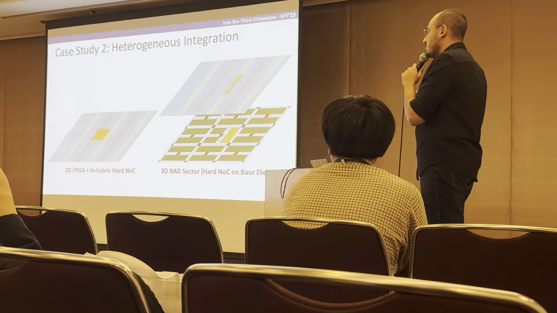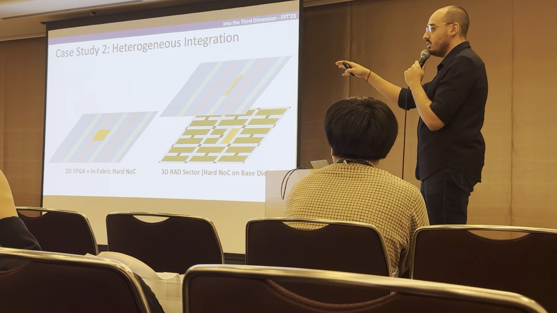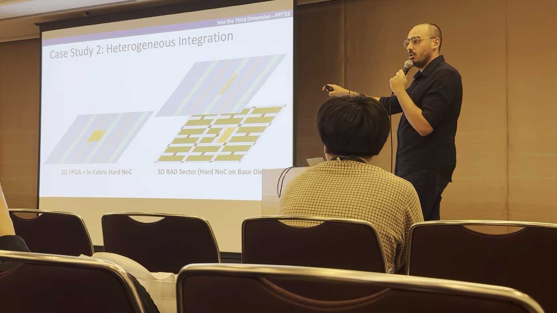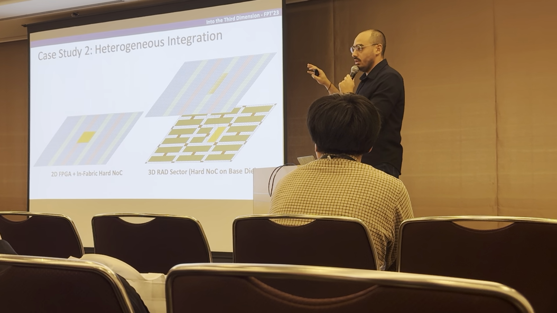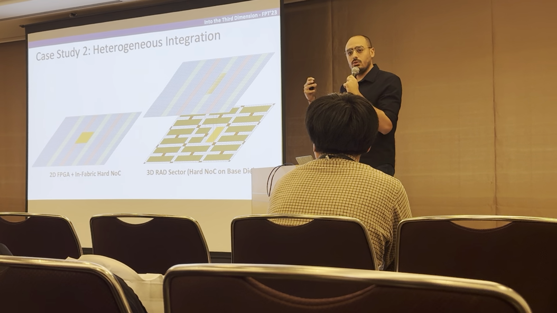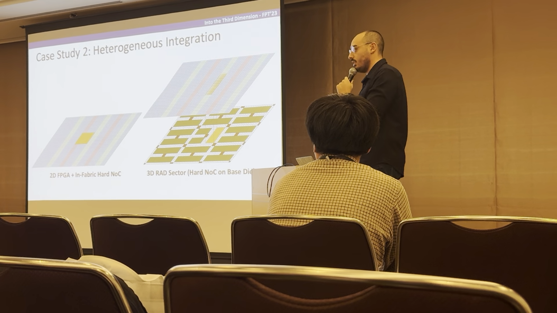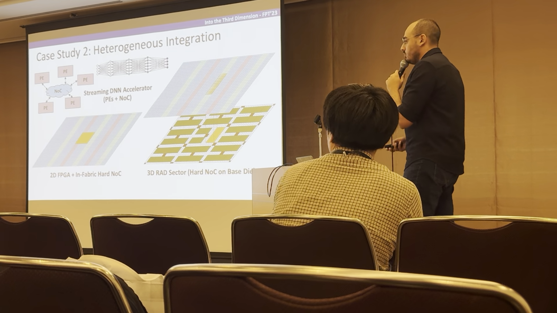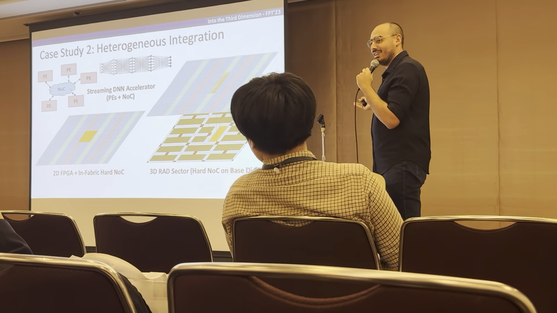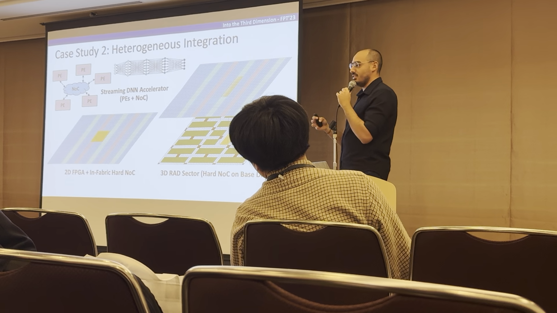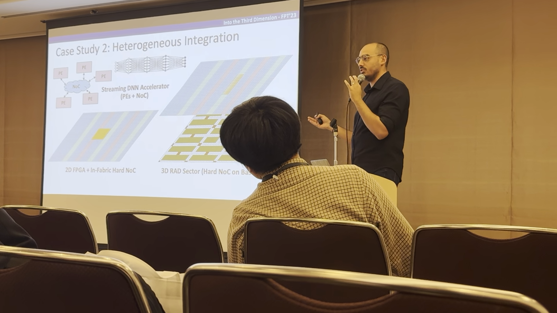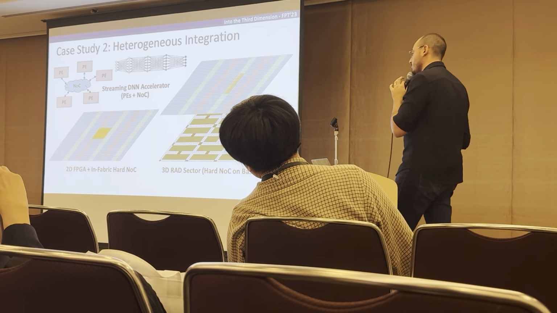The second case study that we do is comparing a 2D FPGA that has embedded network on chip routers in the fabric to a 3D RAD that has the network on chip on the base die along with much larger on-chip SRAM memories. In order to evaluate that, we actually go and build an application to be a benchmark for it. We build a streaming deep neural network accelerator that has a bunch of processing elements talking over the NoC. So we can use this as a benchmark.